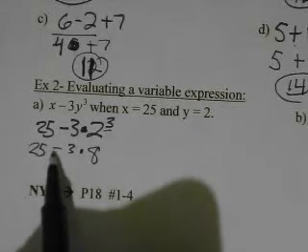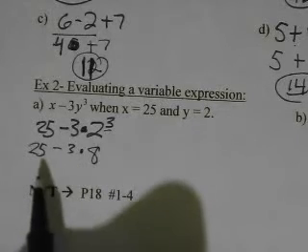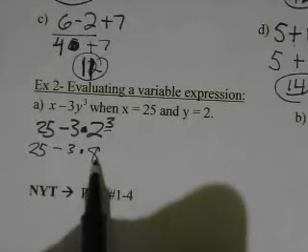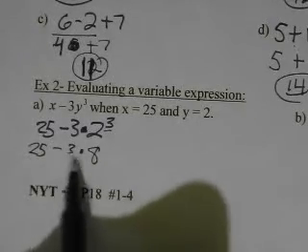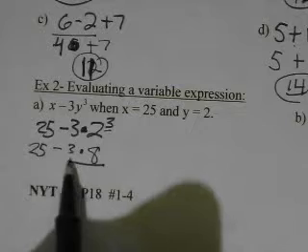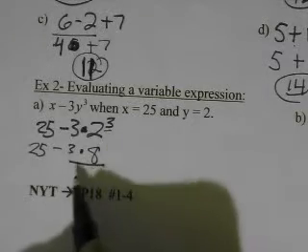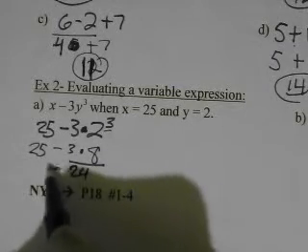Now we have a subtract and a multiply. Well, the rule says we do multiply and divide before add and subtract. So we're going to multiply this before we do the subtraction. 3 times 8 gives us 24.